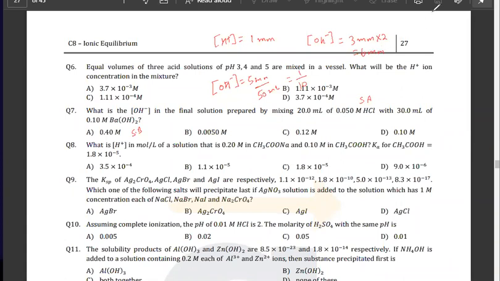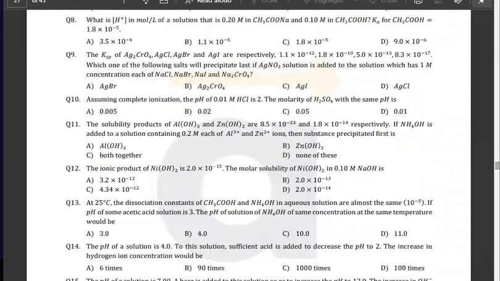Next question number 10, 11, 13. Anyone have any other doubts? Please ask. Okay, now question number 10. Assuming complete ionization, the pH of 0.1 molar HCl is 2. So the concentration of H plus is 10 to the power minus 2, which is already given.